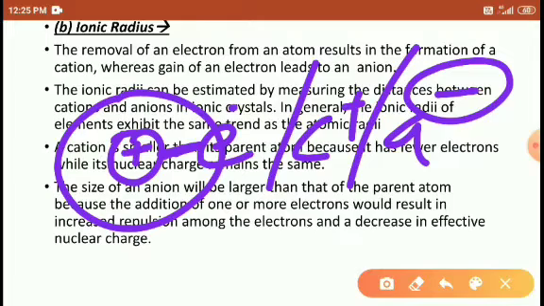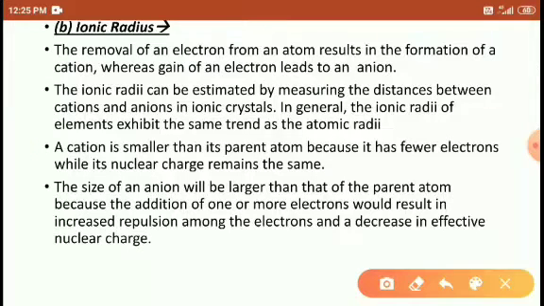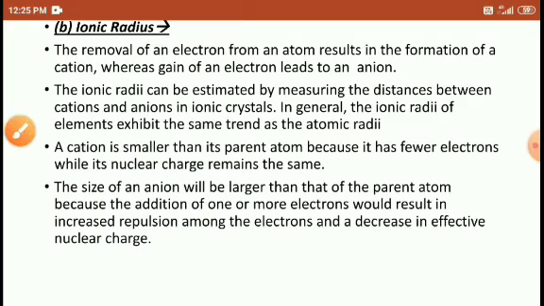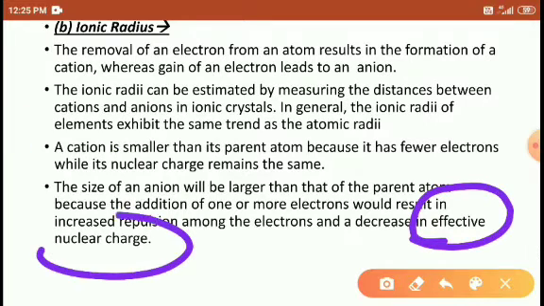If it is the distance from the center of the nucleus to the cation's outermost electrons, we call it the ionic radius, or the distance from the center of the nucleus to the anion's outermost electrons, that is also the ionic radius. Right, students? The size of anions is larger than the parent atoms, because the addition of one more electron increases the repulsion and decreases the effective nuclear charge. We have already discussed what effective nuclear charge is.